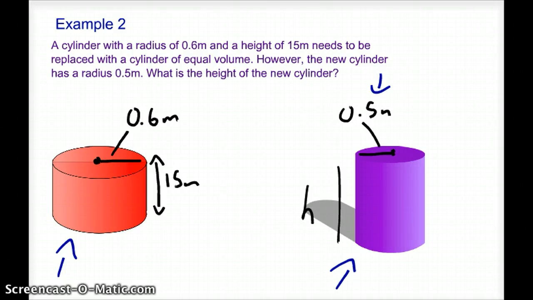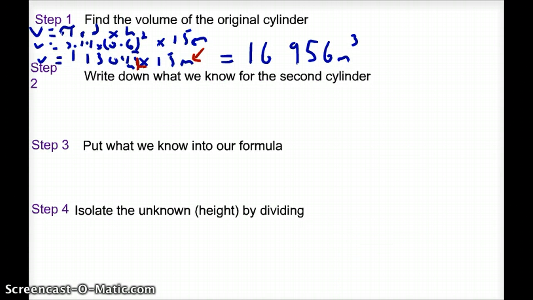So, write our formula down again. Volume we know equals, of the entire cylinder, 16.956 meters cubed. We know that because we just found that right there. The volume of both cylinders are the same, so the volume is 16.956 meters cubed. We know the radius, as it said, is 0.5 meters. The height, we don't know. That's our unknown. We have no idea.